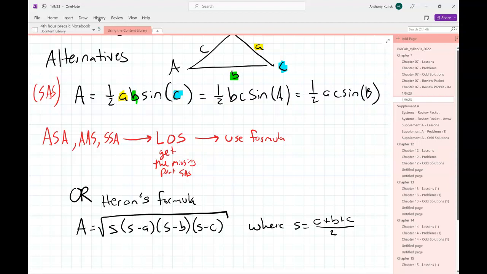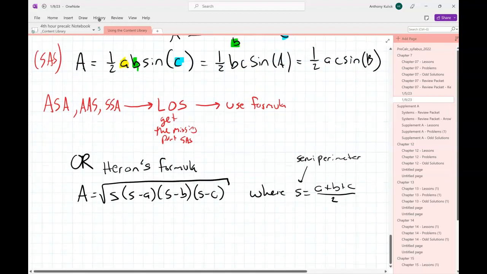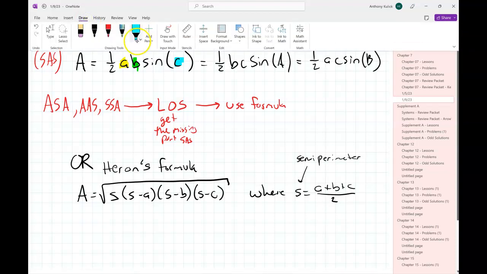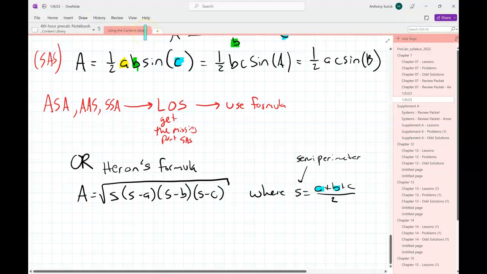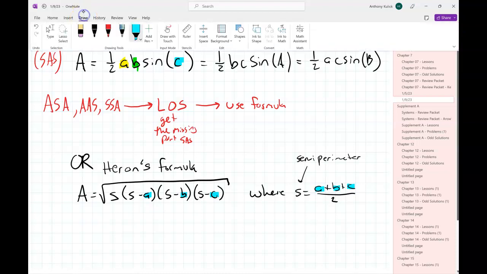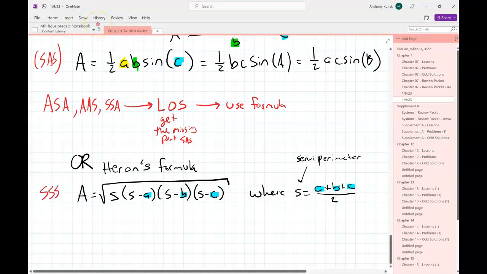And this quantity S, we call this the semi-perimeter. It has a name. It doesn't really matter if you call it that or not, though. So what do we need in order to use Heron's formula? I need the side lengths, right? When should I use this? In an SSS situation.